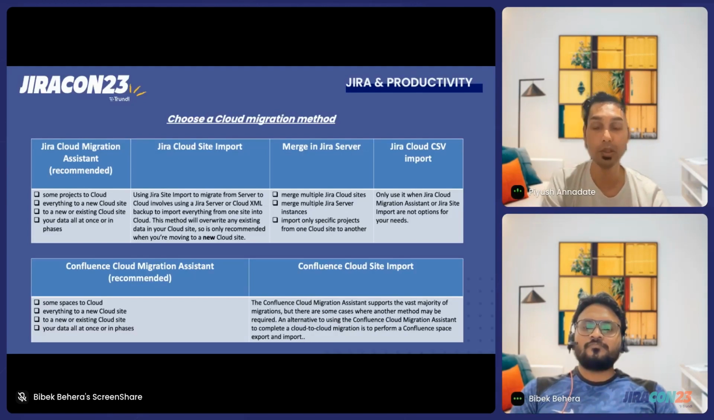But nevertheless, both have given us many hiccups. By hiccups I mean bugs, errors, human errors, or some sort of testing issues. Then we have merge in Jira Server, where you merge multiple Jira servers and want to import into a specific project. And then we have Jira Cloud CSV import, where you enter Jira data in a very small subset, like Jira IDs, assignee, reporter, and a few summaries. You really don't care about the history or attachments.